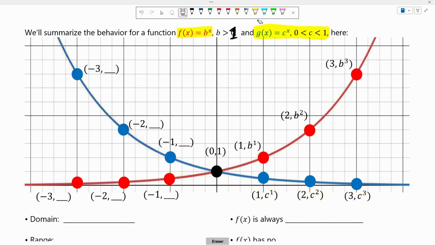Now, what I want to show everybody is how these things work. Let's talk about the red one first. So you see 0, 1, 1 is b to the first, 2 is b to the second, 3 is b to the third. Hopefully you see how this pattern keeps going in this direction. But it goes in the other direction too, so I can fill in these other points back here. Negative 1 is going to be b to the negative 1. Negative 2 is going to be b to the negative 2. Negative 3 is going to be b to the negative third.